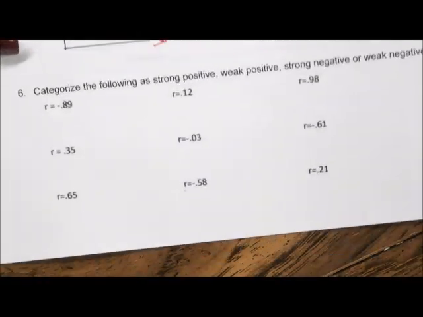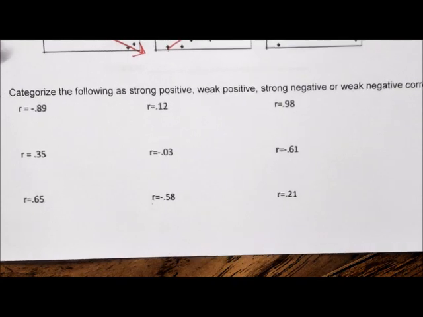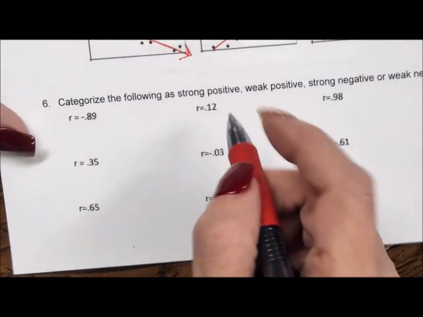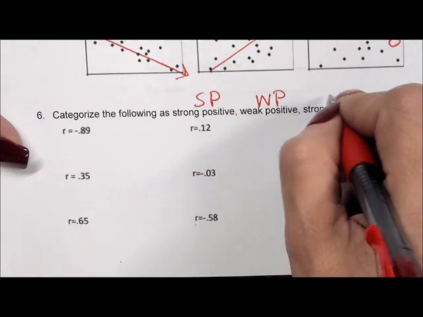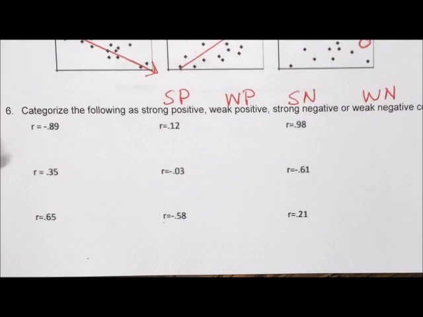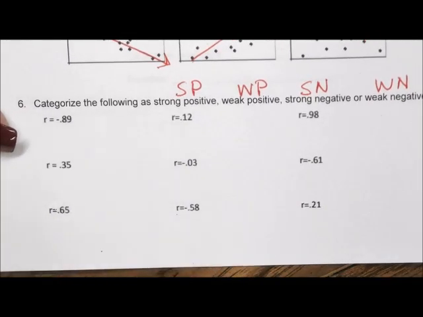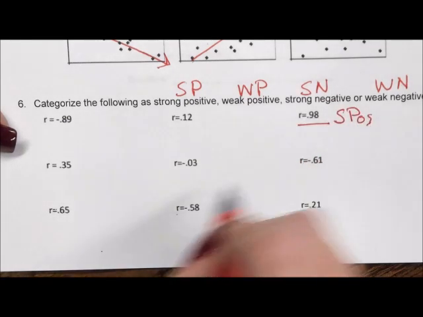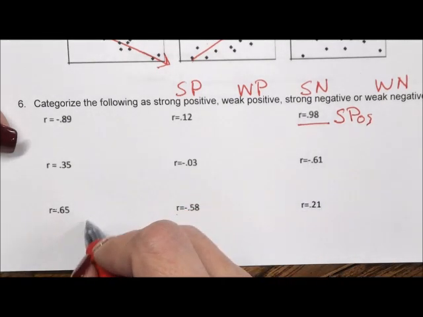Alright, categorize the following as strong positive, weak positive, strong negative, or weak negative correlations. Okay, I'm going to use abbreviations. I'm going to do strong positive, weak positive, strong negative, or weak negative. Okay? I'm going to do my strong positives first. I'm looking for things that are strong positives. So this would be a strong positive. I'll put POS. Let's see, we got any more big numbers?